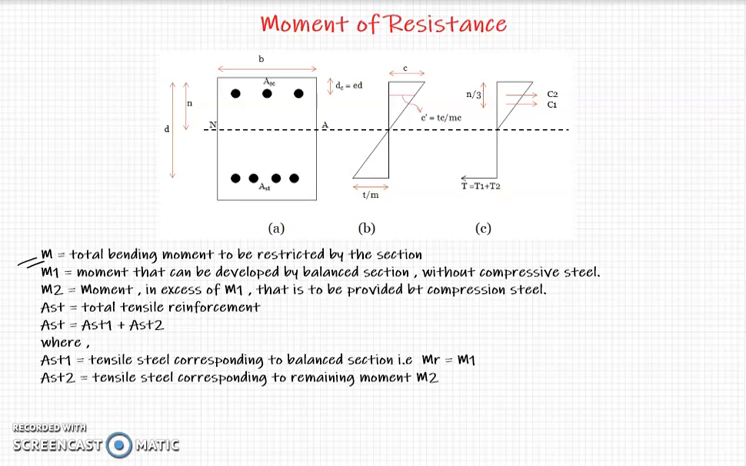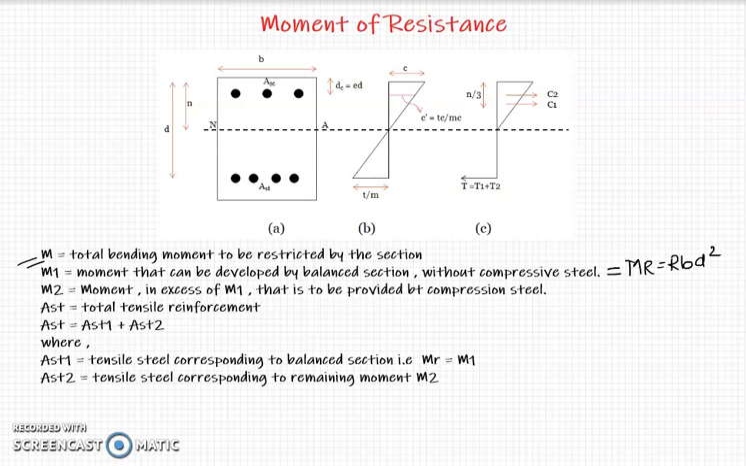that is M1 and M2. Where M1 is the moment that can be developed by a balanced section without compressive steel. Now this value of M1 is equal to Mr, which is equal to RBD square. So this is the section that can be derived as a singly reinforced section, a balanced singly reinforced section. Here the maximum amount of moment that it can resist is Mr, which is equal to RBD square.